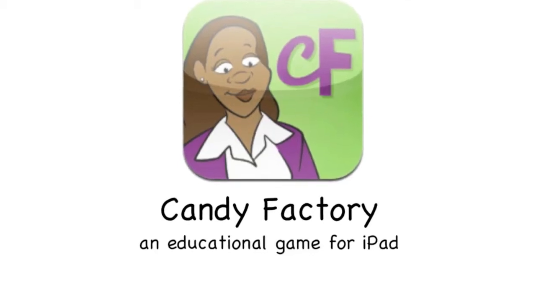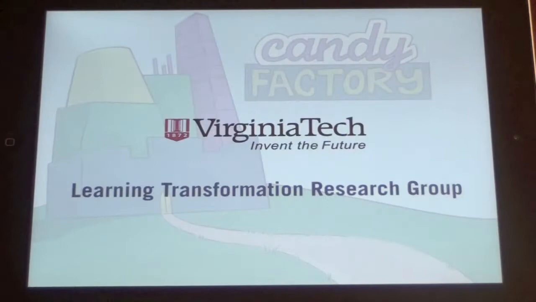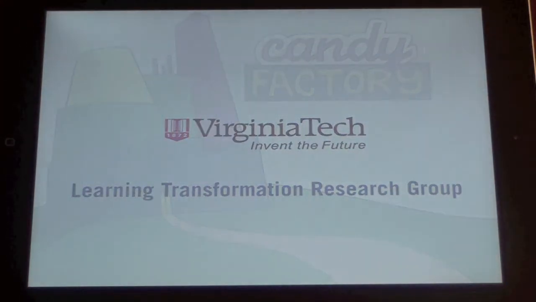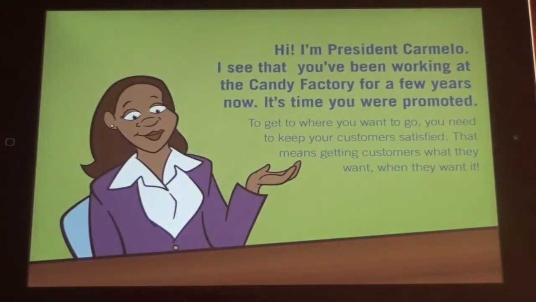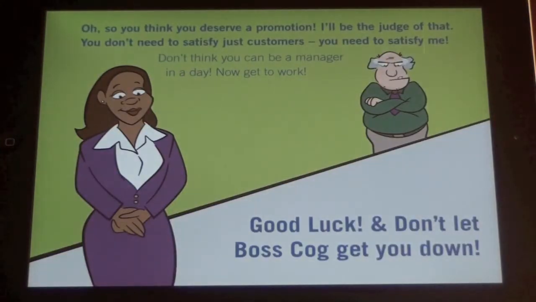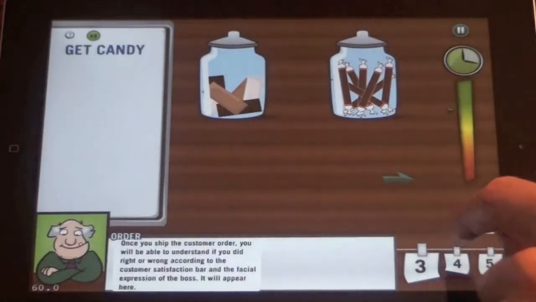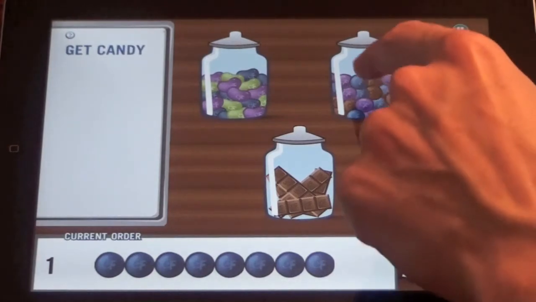The Learning Transformation Research Group at Virginia Tech has designed a new app, the Candy Factory, for assessing and supporting students' development of fractions concepts. The Candy Factory app works on the iPad and is available for free at iTunes. The Candy Factory app has 5 levels, each of which involves satisfying customer orders for candy of specified fractional sizes. These levels were designed to fit a hypothetical learning trajectory stemming from Les Steffe and John Olive's fractions project and 20 years of related research.